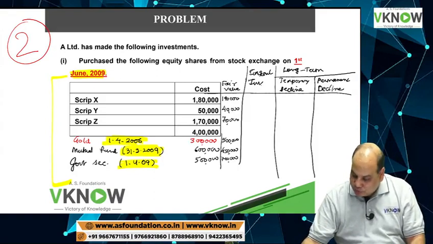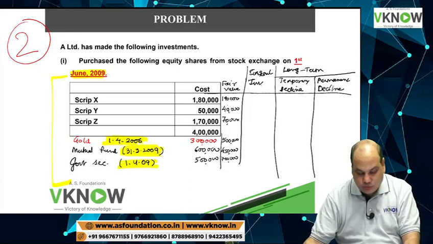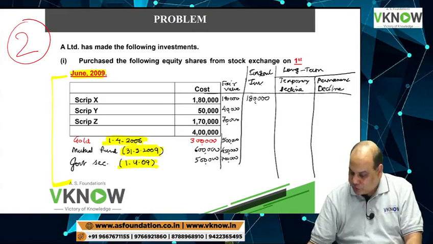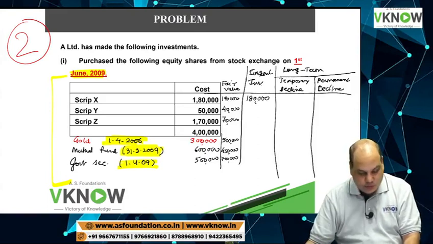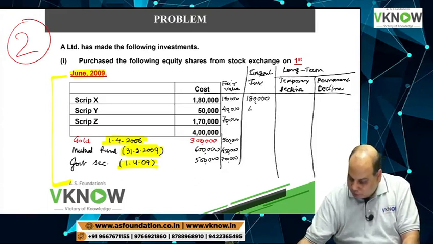First, assume a current investment. Student will answer now cost or fair value, whichever is lower. So for scrip X, the cost is lower, 1,80,000. For scrip Y, fair value is lower.